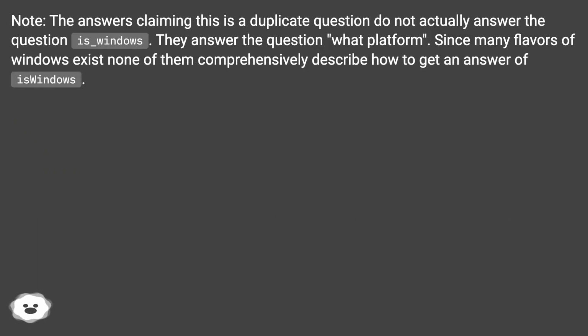Note, the answers claiming this is a duplicate question do not actually answer the question is _Windows. They answer the question what platform. Since many flavors of Windows exist, none of them comprehensively describe how to get an answer of is Windows.